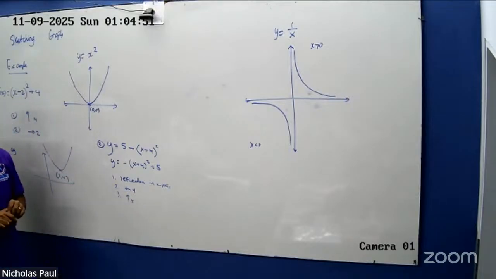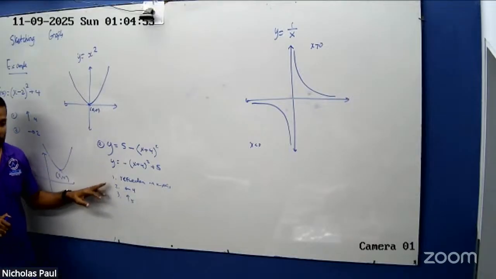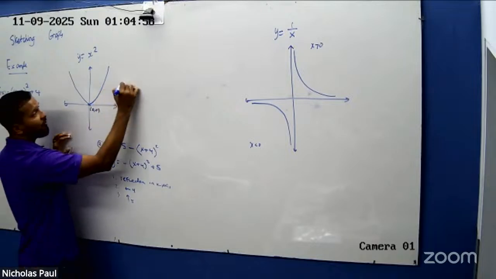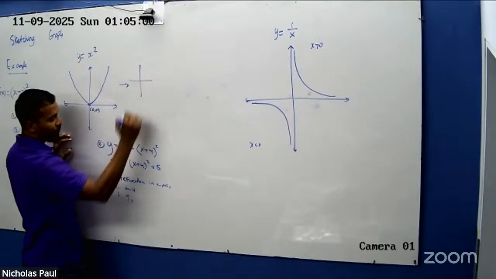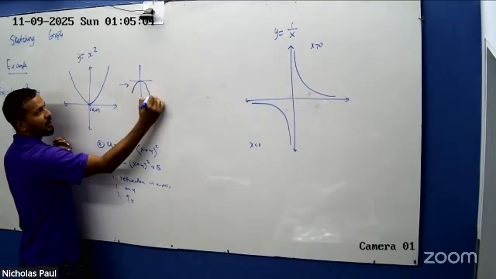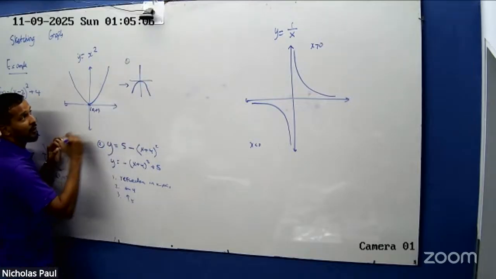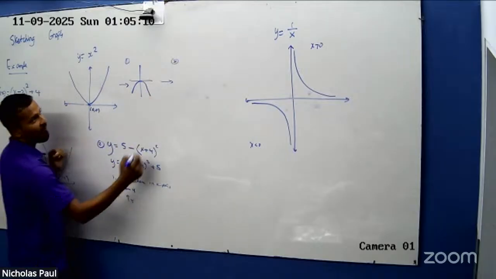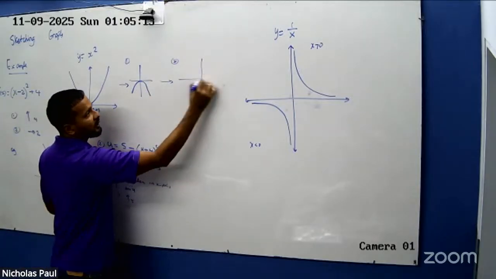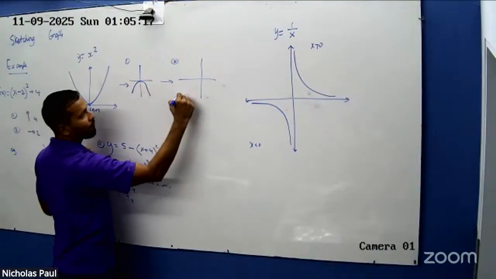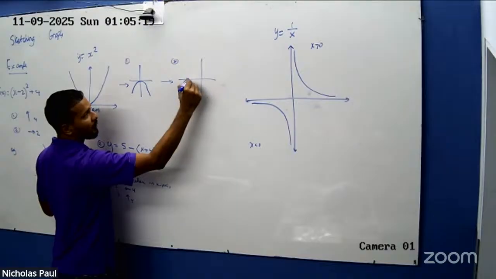What I'm going to do differently here is I'm going to do each stage in one graph. So your first stage is this. I'm going to reflect in the x-axis, so it becomes this. That's stage one. Then stage two, I am going to move it to the left 4. 1, 2, 3, 4. And it becomes minus 4, 0.